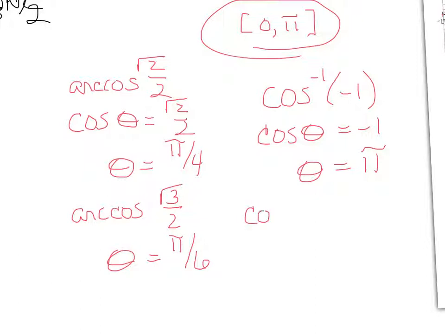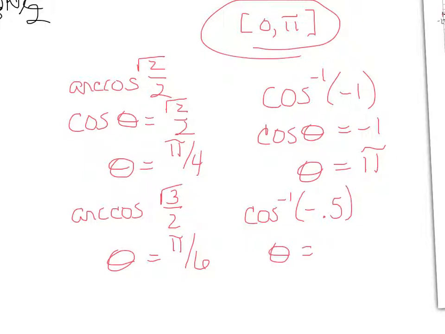The angle whose cosine is negative 5/10. What's negative 5/10? 1/2. Negative 1/2. What angle has a cosine of negative 1/2? Oh, pi over 3. But it's not negative.